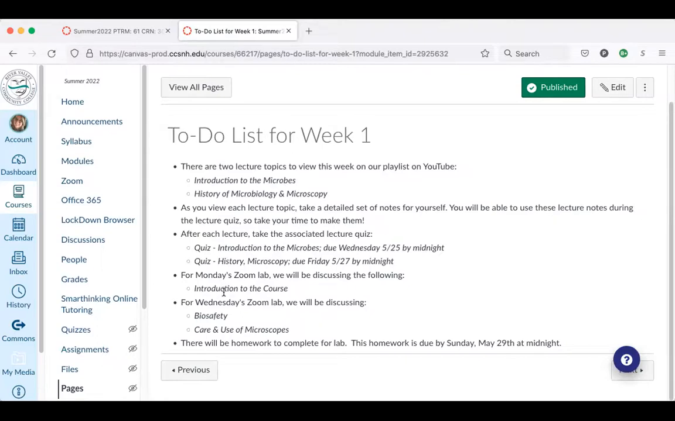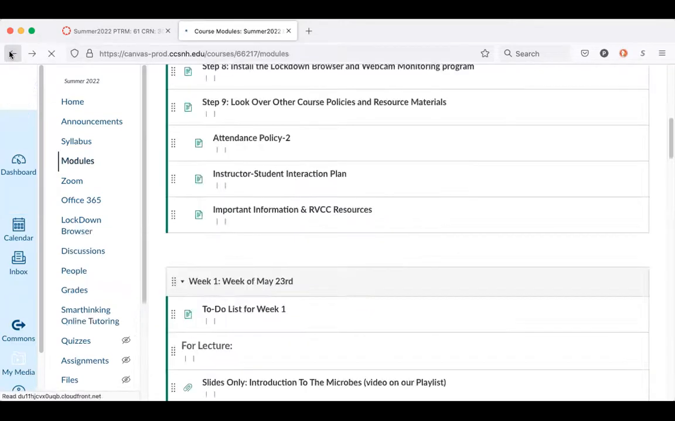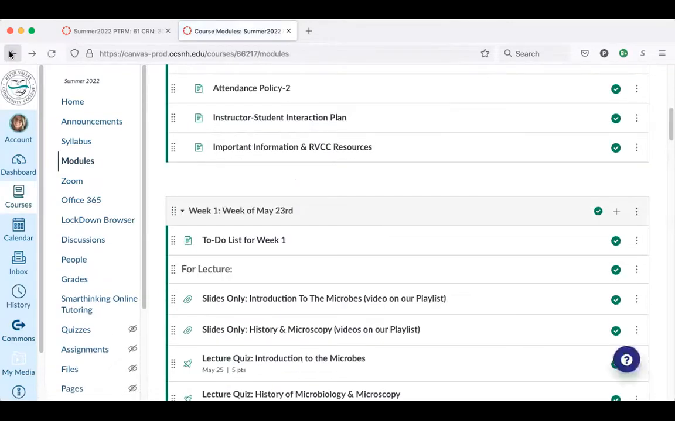And then I'll speak about what we'll be doing in laboratory for Wednesday's Zoom lab, which is today. We're going to talk about biosafety and care and use of microscopes. And there'll be homework to complete for the lab, which is due by Sunday at midnight, or prior to Sunday at midnight, I should say. So remember, make use of these to-do lists. They're there to help you organize your time and also make sure that you've done everything that you need to do for the week.